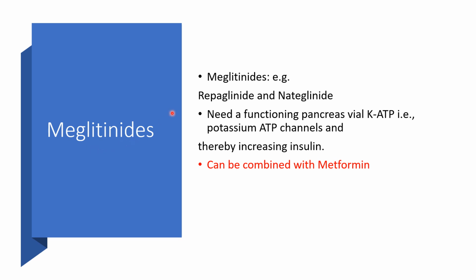Meglitinides. The examples would be repaglinide and nateglinide. They need a functioning pancreas, acting via potassium ATP channels and thereby increasing insulin. It can be combined with metformin.